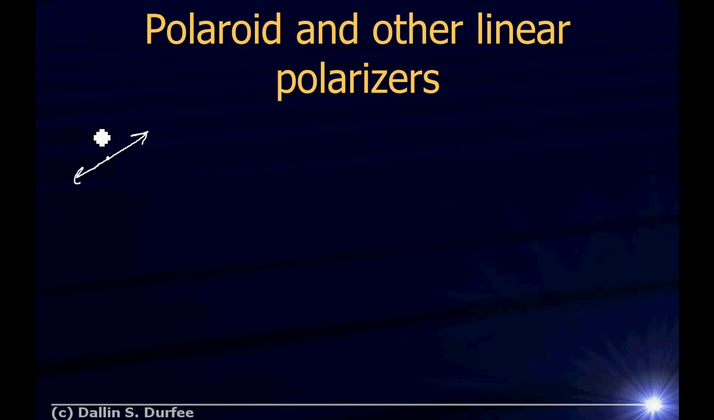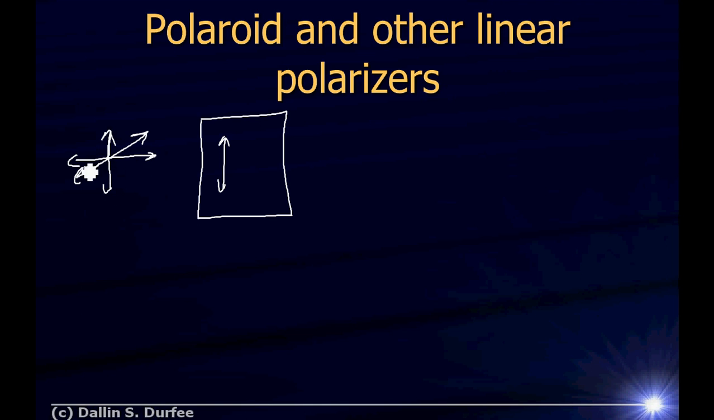If I get a sheet of Polaroid, my Polaroid has one direction that it allows that polarization to pass, and the other polarization gets blocked. So if I send light in with this polarization, it can be thought of as a sum of this and some of this. This component gets blocked, this component gets through. So instead of oscillating like this, after it goes through my Polaroid, it'll be oscillating like this.